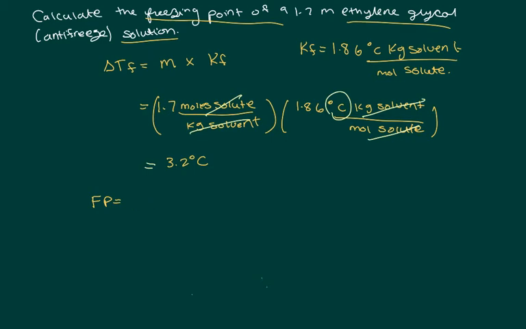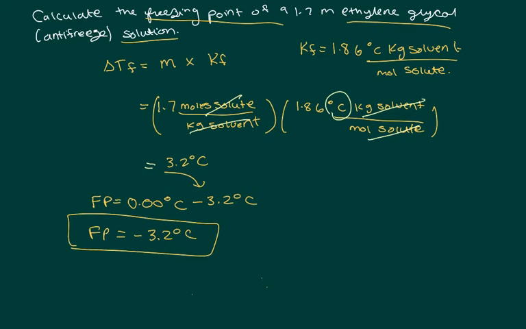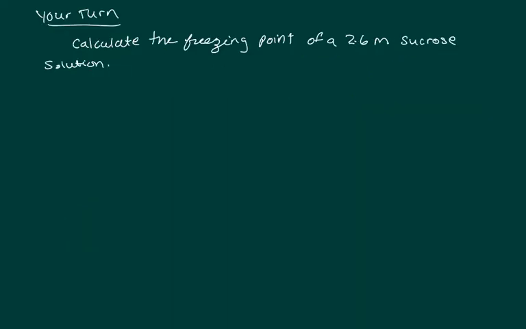I'm getting ahead of myself. 0 degrees Celsius. And we know that we decreased this by 3.2 degrees Celsius because this is freezing point depression. And so our new freezing point is negative 3.2 degrees Celsius as opposed to 0 degrees. So our water, or our engine liquid, won't start to freeze until it hits negative 3.2 degrees Celsius as opposed to 0 degrees Celsius.